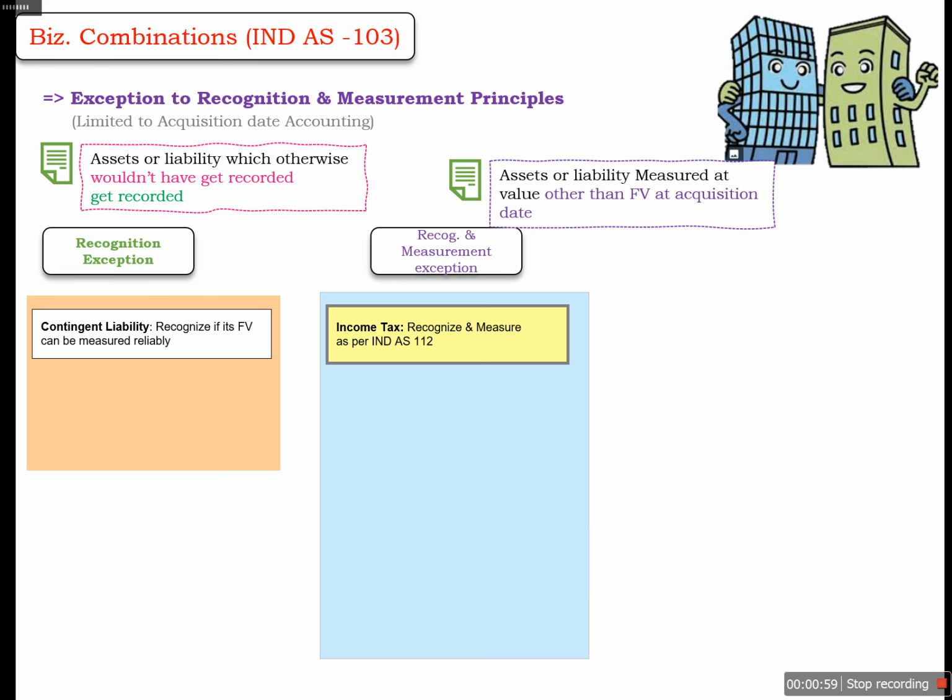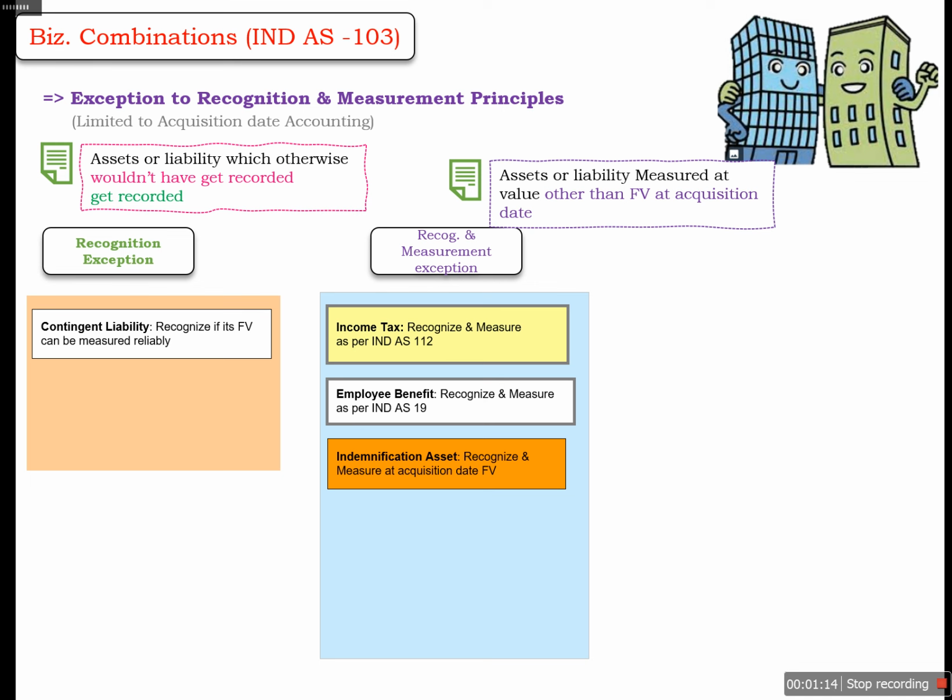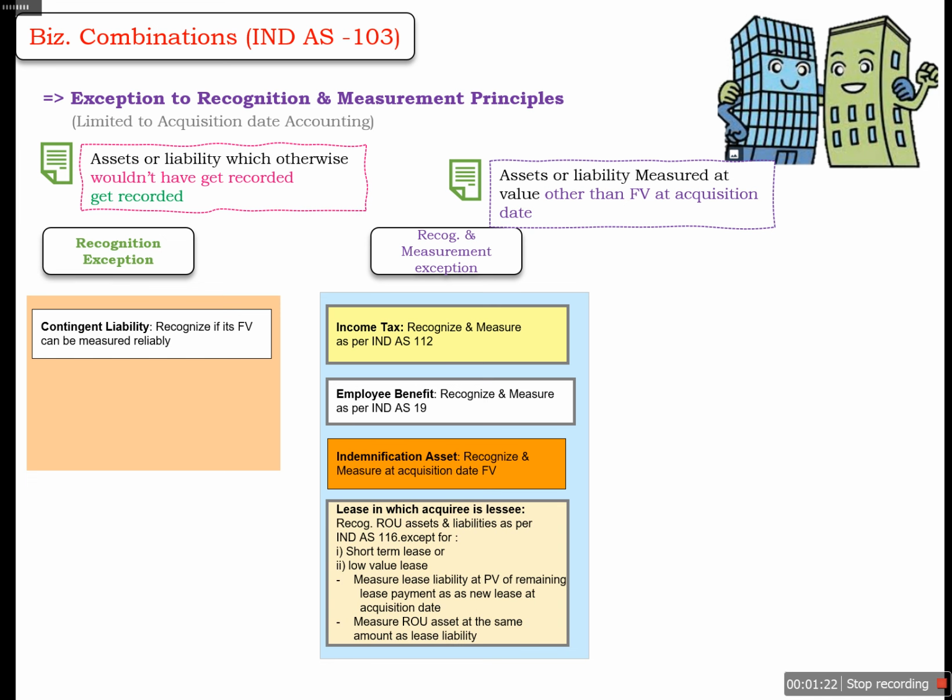For example, let's discuss the recognition and measurement principles exceptions. One is income tax, where we recognize it as per Ind AS 12 instead of fair value at acquisition date. Next is employee benefit, which we recognize and measure as per Ind AS 19, and indemnification asset, which we recognize and measure at fair value at acquisition date.